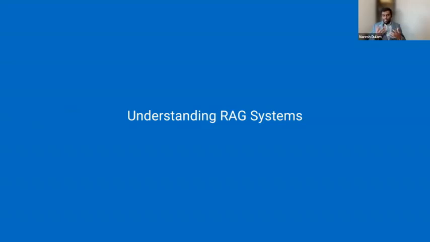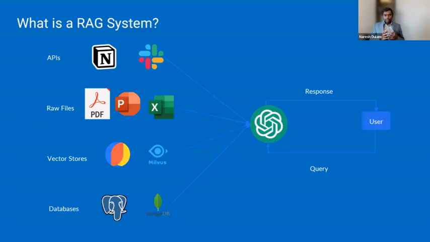So let's first understand the RAG system for the benefit of those who may not know. A RAG system is a nice way in which you infuse your custom enterprise data and give it to a large language model to augment its knowledge base so that it could answer your questions more contextually relevant.